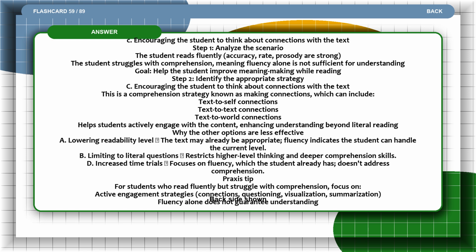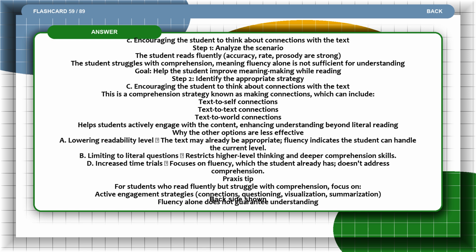Step 2. Identify the appropriate strategies. C. Encouraging the student to think about connections with the text. This is a comprehension strategy known as making connections, which can include text-to-self connections, text-to-text connections, and text-to-world connections. Help students actively engage with the content, enhancing understanding beyond literal reading.